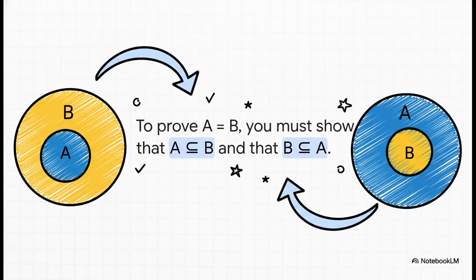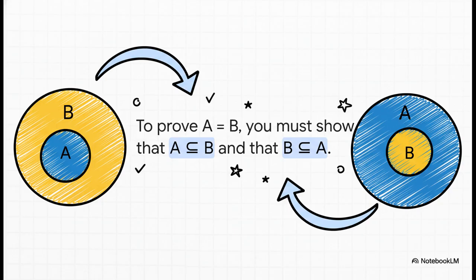So, here's a good question. How do you prove that two sets are truly equal? Well, it's a two-way street. You can't just check it one way. First, you have to show that every single thing in set A is also hiding somewhere in set B. Then, you have to flip it and prove the reverse. Everything in B is also in A.